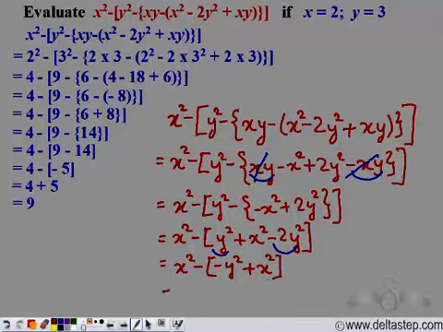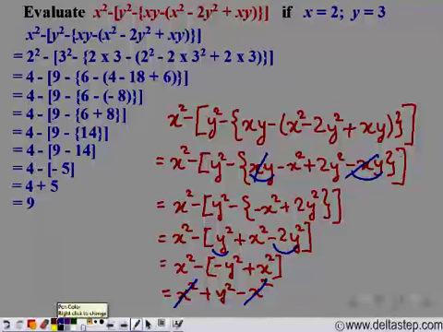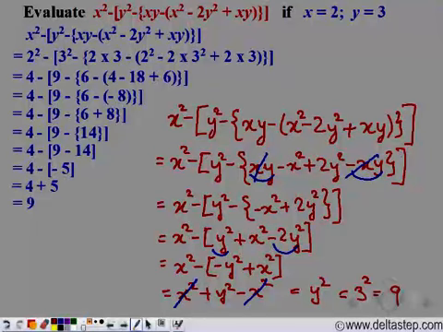Now we open this bracket as well. It becomes x square plus y square minus x square. Again, this x square and negative x square get cancelled. So we just have a y square term with us. y is equal to 3. So this is 3 square, which is 9. So we get the same answer as we had got before. We had got 9 here.